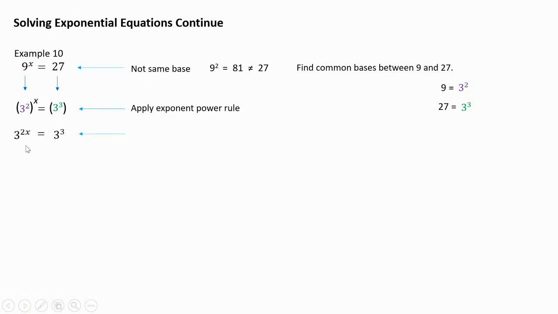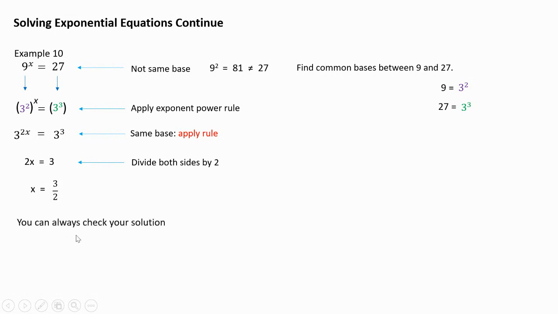Now we have the same base, right? We have the base of 3 and 3. Now we can apply the rule, which means when you have the same base, you let the exponents equal each other. Now to solve for x, we divide both sides by 2. So x equals 3 over 2.